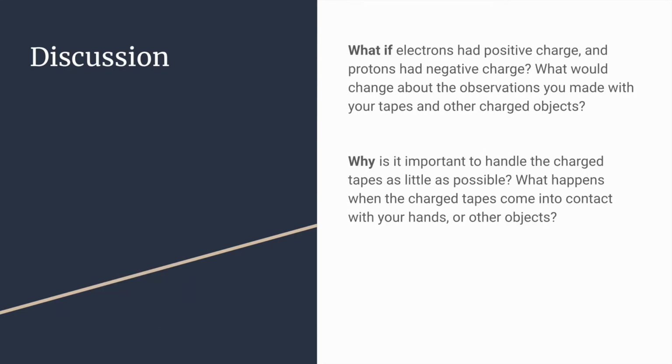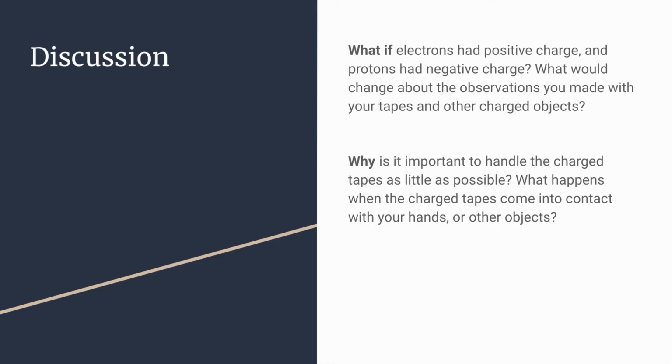What if electrons had positive charge and protons had negative charge? What would change about the observations you made with your tapes and other charged objects? With regards to this question, the observations that I made would have remained exactly the same, as even though the charge conventions have switched in this scenario, it would still interact the same, with like charges repelling and opposite charges attracting. So the charged pieces of tape would still, even though they would have been negative under this charge convention, they still would have repelled each other and they still would have been attracted to the now positive pen.